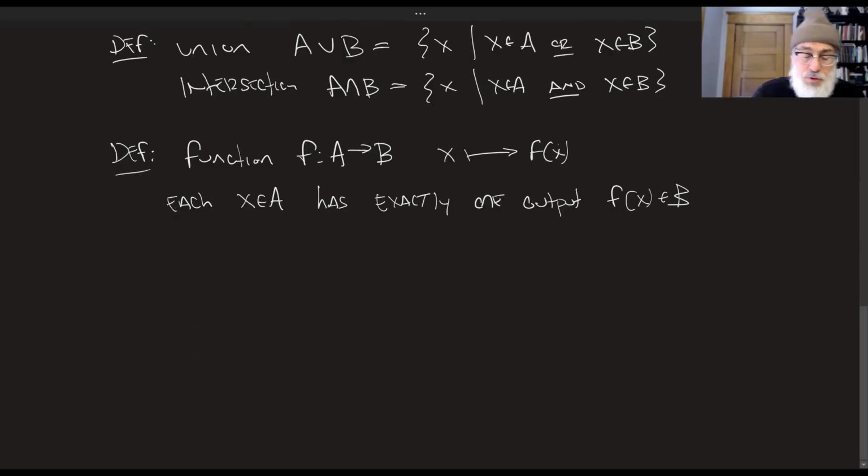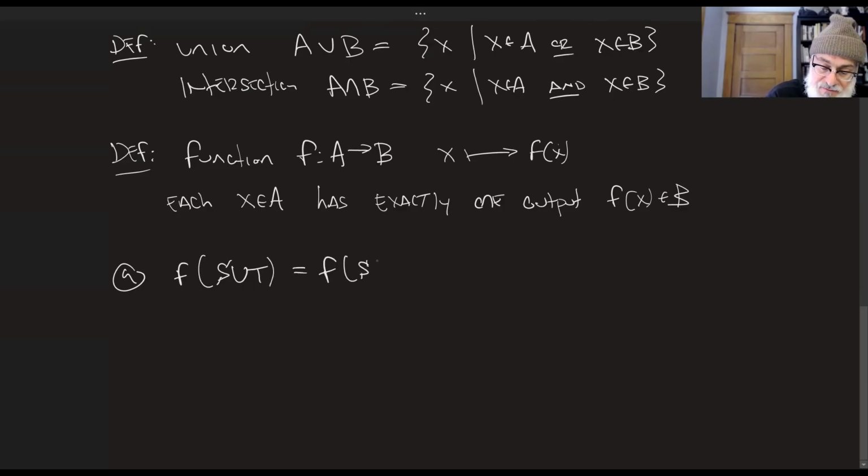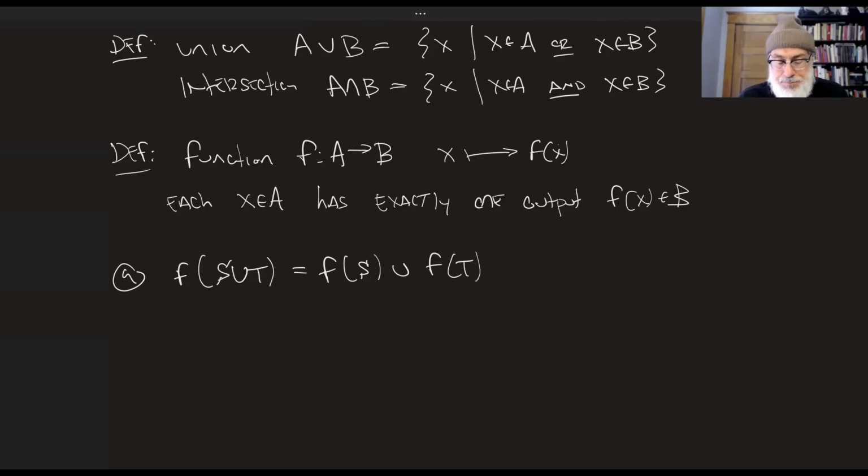So the first proof, part A, is asking us to prove that the set, these are sets now, f of S union T is equal to the set f of S union with the set f of T. So this is our first task, to prove that these two sets are equal.